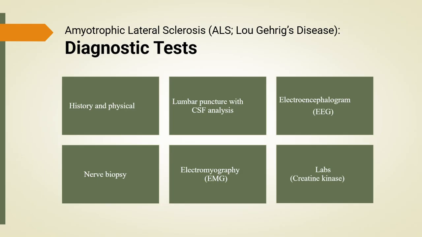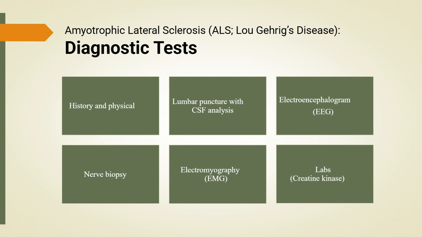No single test confirms amyotrophic lateral sclerosis. Diagnosis is based on clinical symptoms and a process of ruling out other neurological disorders. The first step is always a thorough history and physical examination. The provider looks for the hallmark signs, such as progressive muscle weakness, atrophy, fasciculations, and upper and lower motor neuron involvement. Because these symptoms can overlap with other neuromuscular diseases, additional tests are used to exclude other causes.